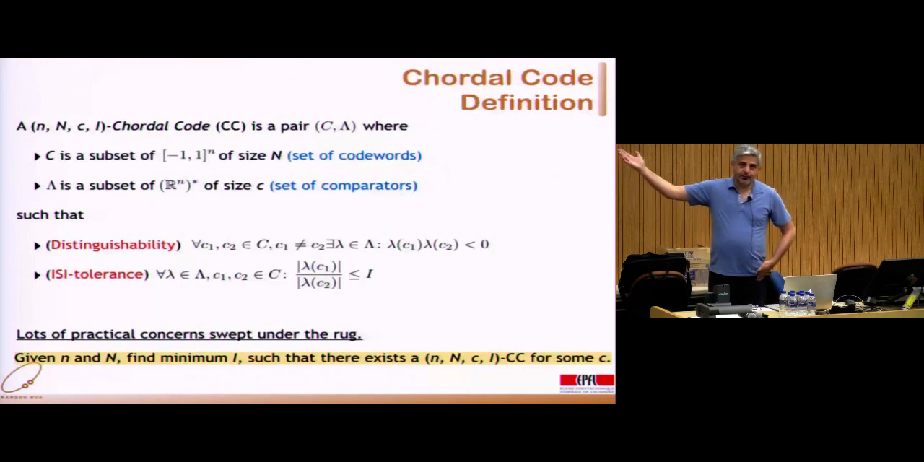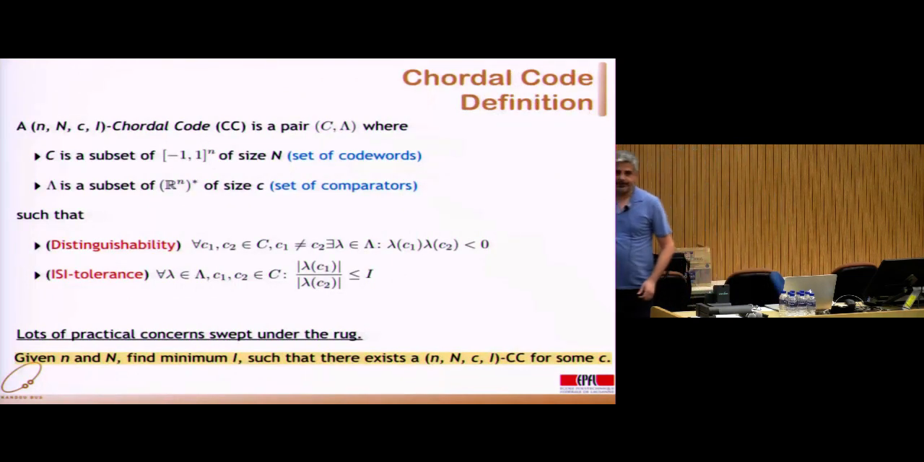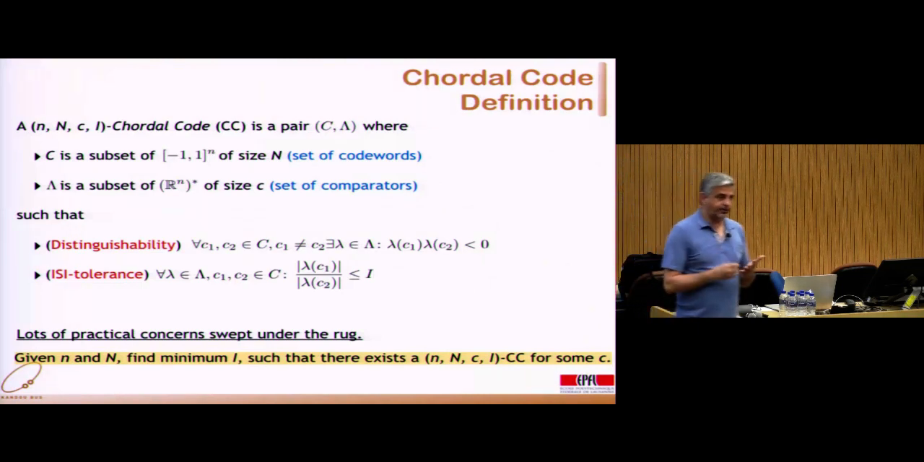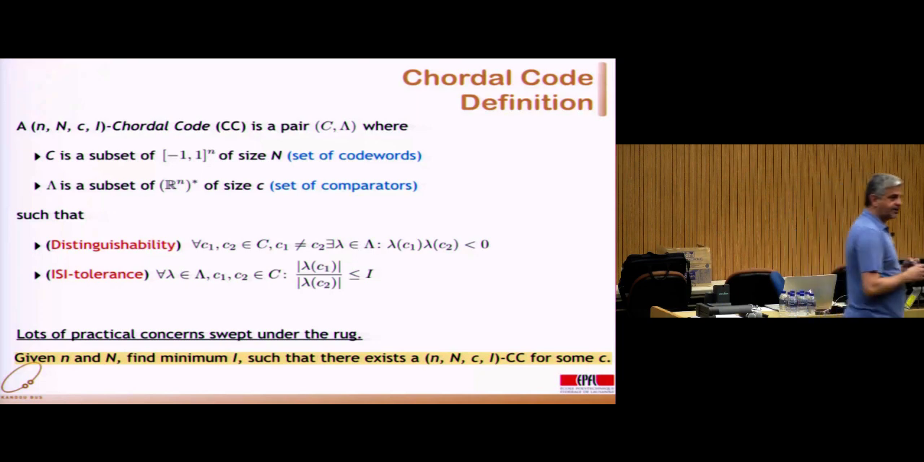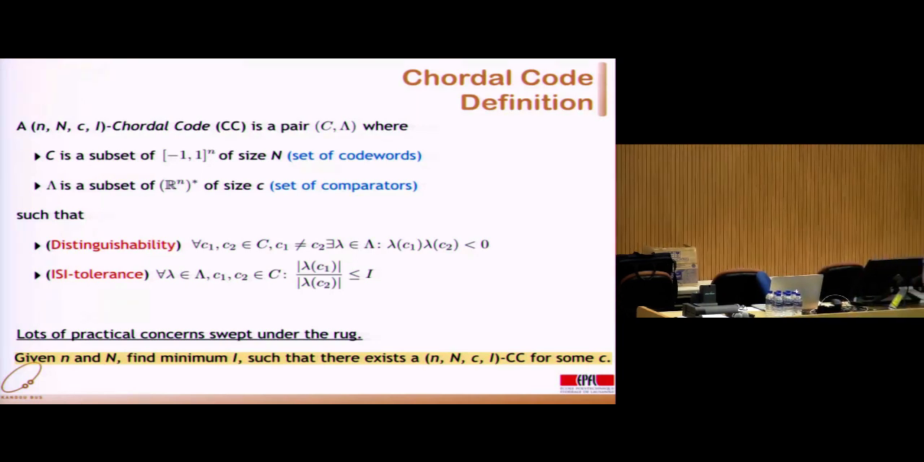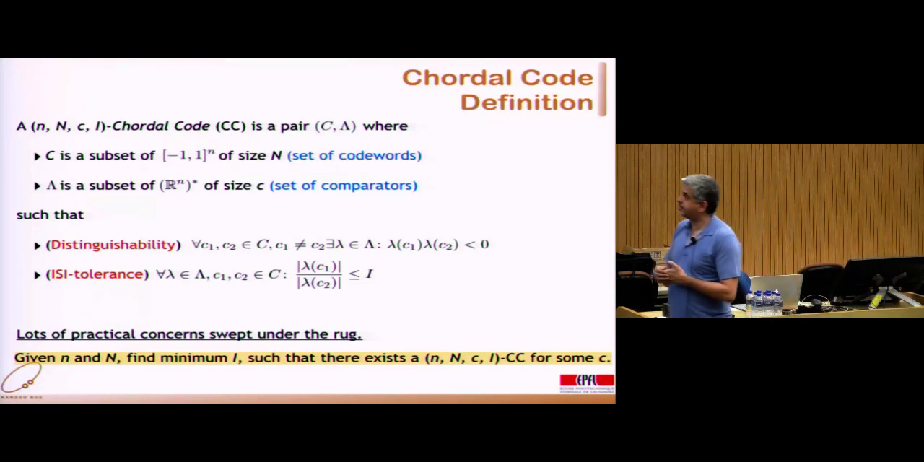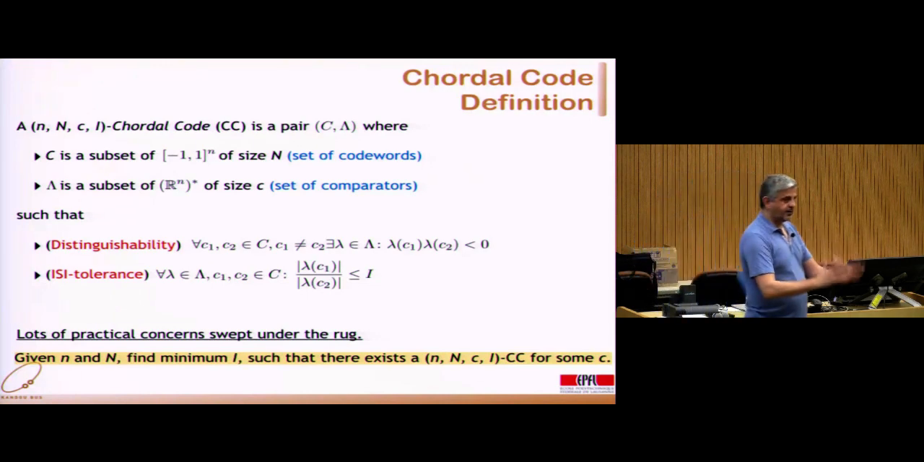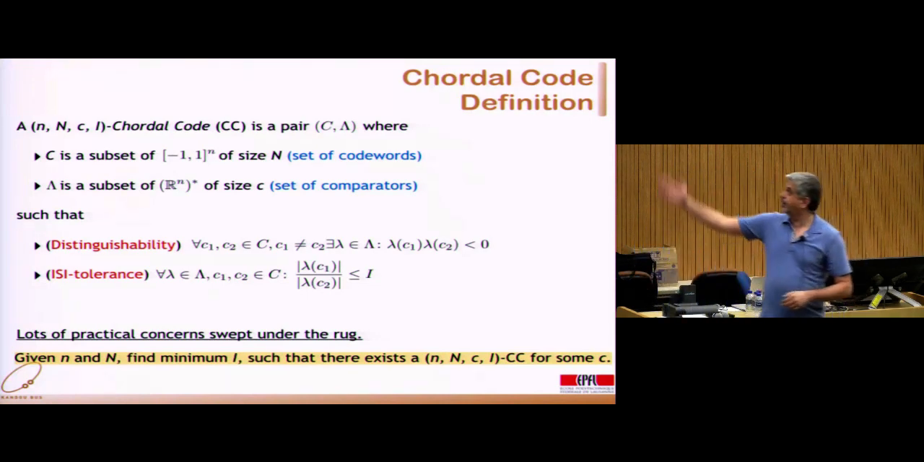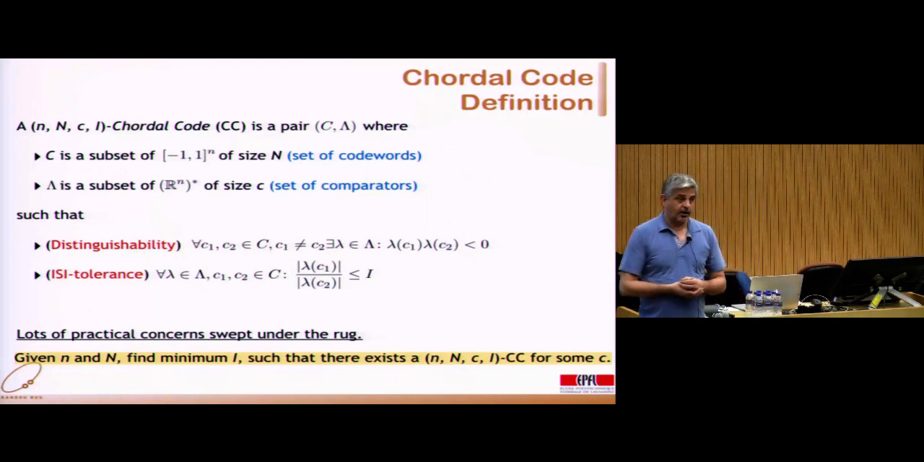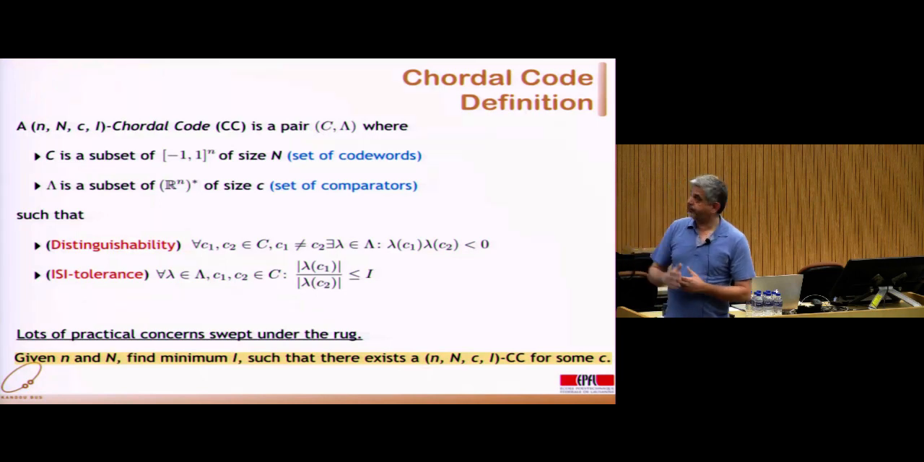All right, so if you want to see a definition, here is the definition. What we call a chordal code has 4 parameters: little n, the number of wires; capital N, the number of code words; little c, the number of comparators; and I, which is the ISI ratio. So this code has two components: one is the code words, one is the comparators. The code words are C, the comparators are lambda. So you have little c comparators, and you have capital N code words.